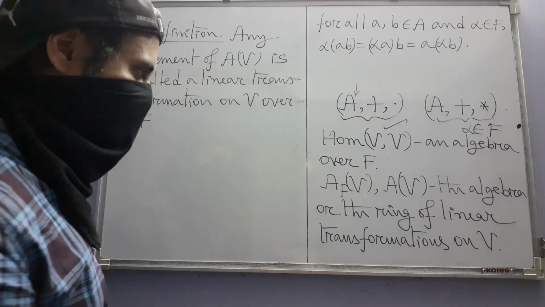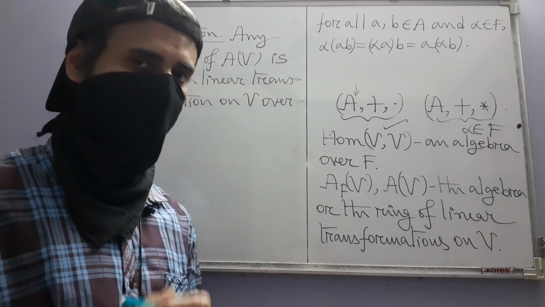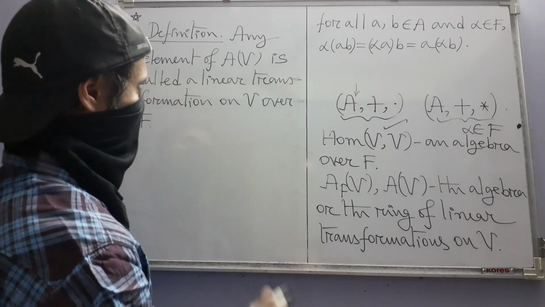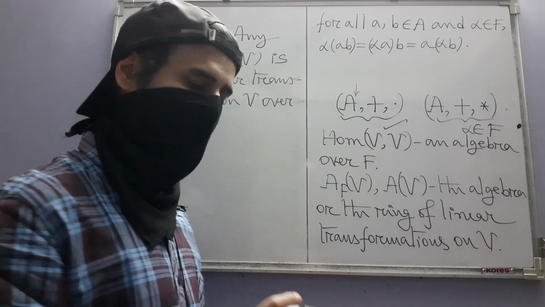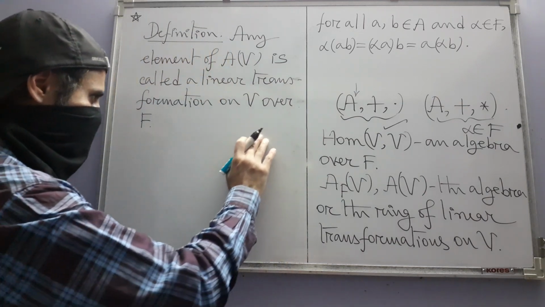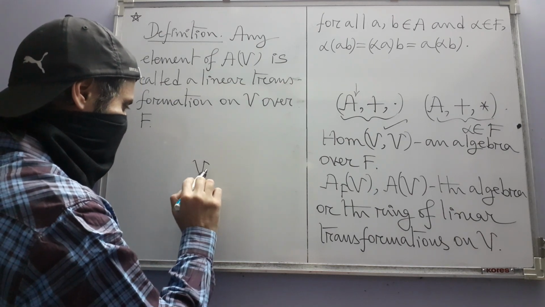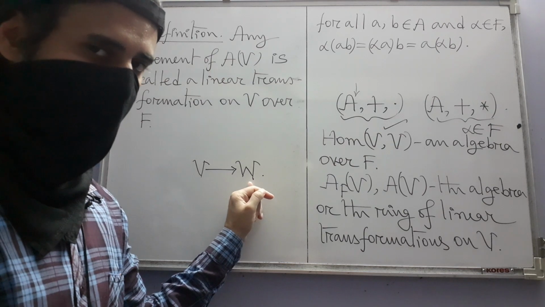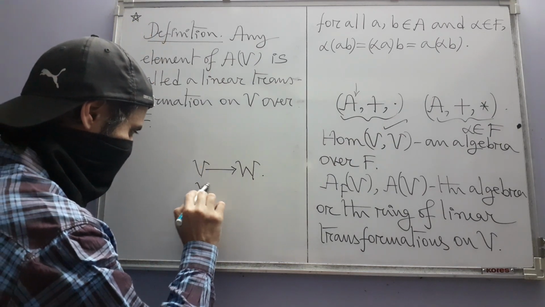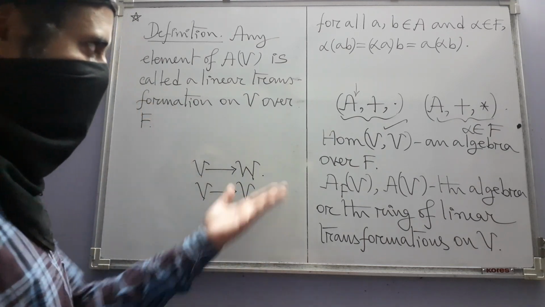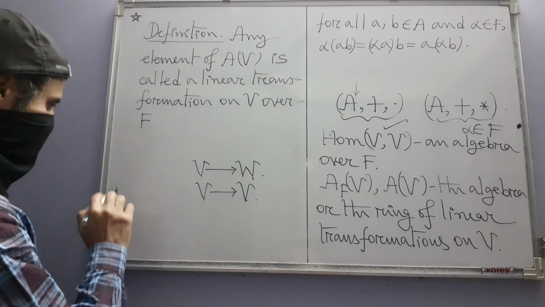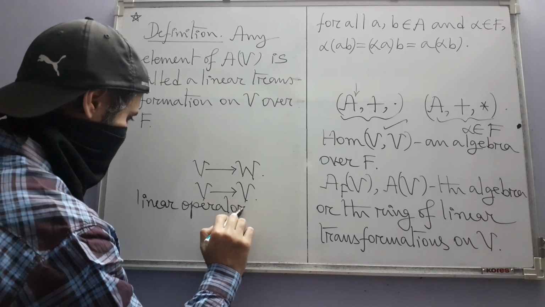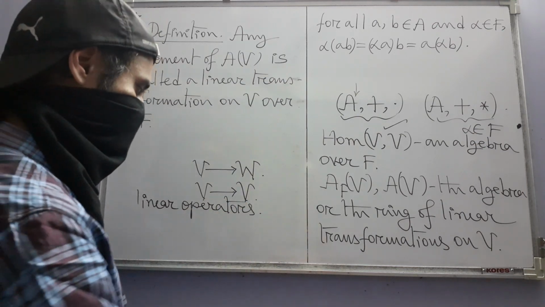over F. Now here is something where I am going to deviate a little bit from this book. What the author is saying is that any element of AV will be called a linear transformation on V. Fine, that is okay. But I would prefer something else. I would call a vector space homomorphism from any vector space V into any vector space W a linear transformation. But in the special case where the two vector spaces are the same, which is the case we are considering, I would like to call these linear operators.